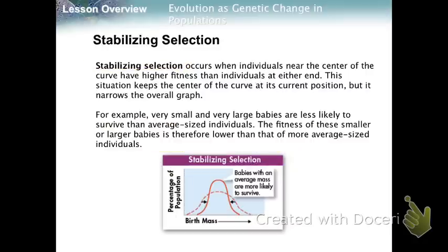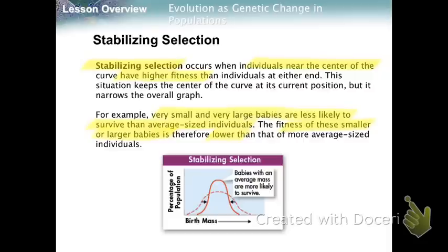Stabilizing selection. If something is kept stable, it's kept the same. So individuals near the center have higher fitness than individuals at either end. Human birth weight is a good example of this. Very small and very large babies are less likely to survive than average-sized individuals. Very small babies, it's difficult for them to survive outside the womb. Very large babies, it's hard for them to get born. So there are complications at either end of the bell curve. The fitness of the smaller or larger babies then is lower than the average-sized individuals.